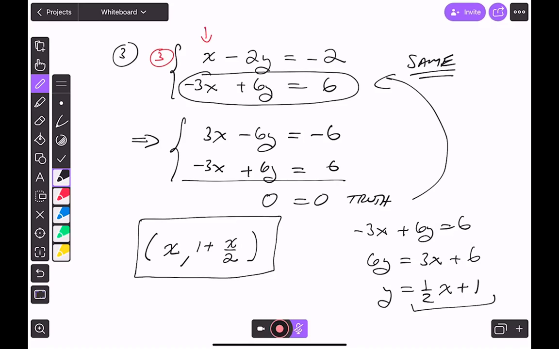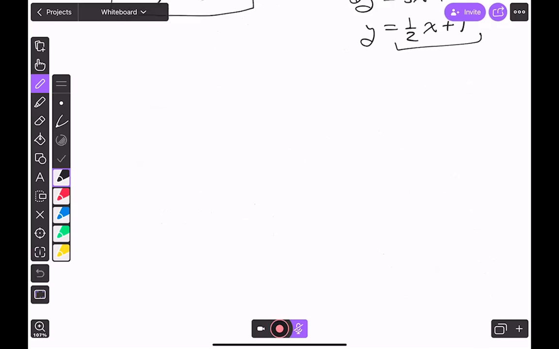If you like, you can check that. I say probably the best place to check at this point, trust me, look at the answer key. And what does it say? x comma 1 plus x over 2. All right, let's go to number 4. I know this seems tricky to you.